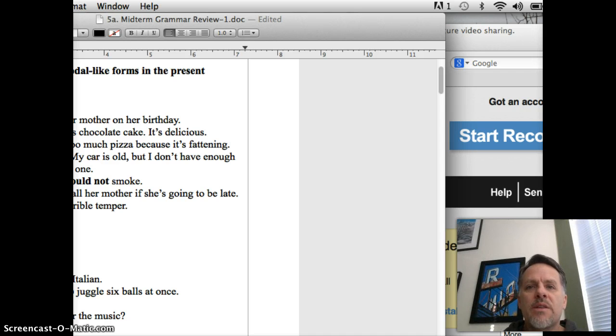This came up in class yesterday. Had better is for the present and the future. It is not for the past. Even though you're using had, this form is for the present and future only. So don't get confused and try to use it for past advice.